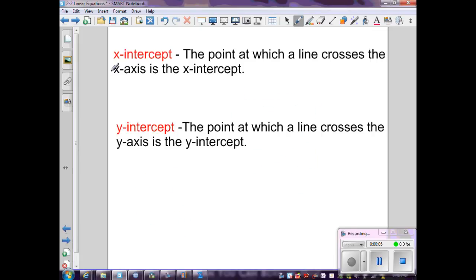The next slide has definitions for x-intercept and y-intercept. Here, the x-intercept is the point at which a line crosses the x-axis. And that is going to be defined as the x-intercept, which is x, 0. The y-intercept is the point at which a line crosses the y-axis, and we know that is already defined as 0, b, or I could put a y value here.